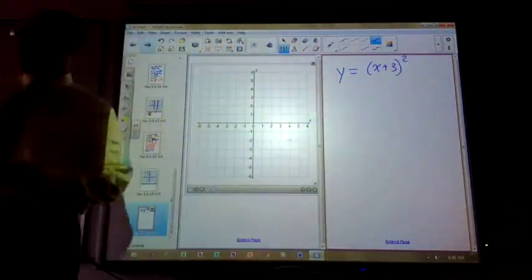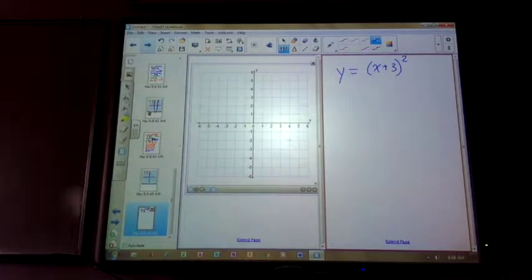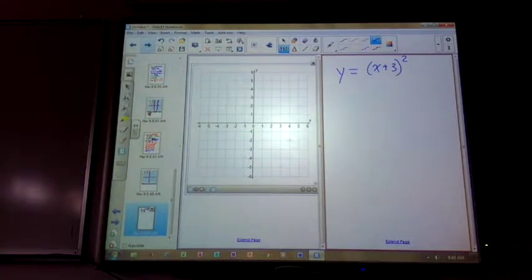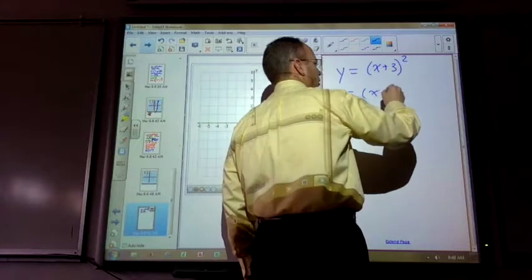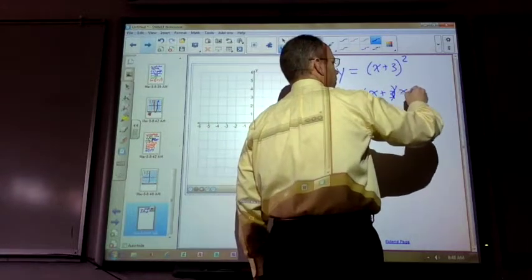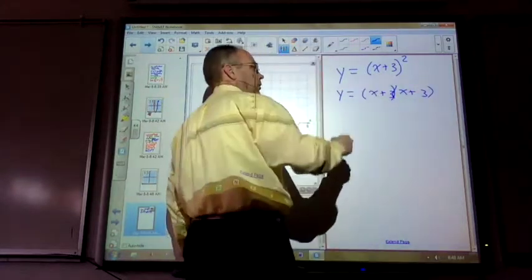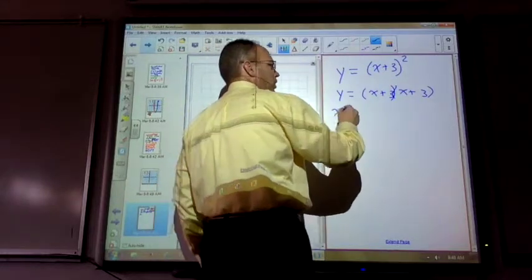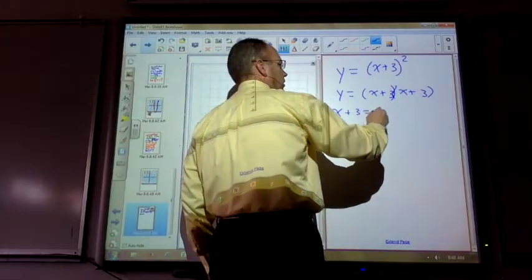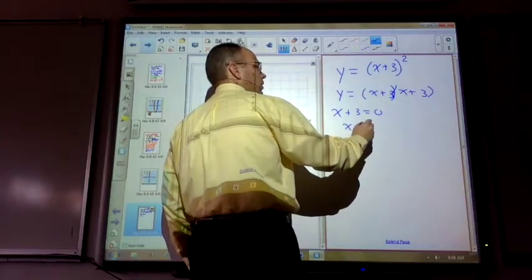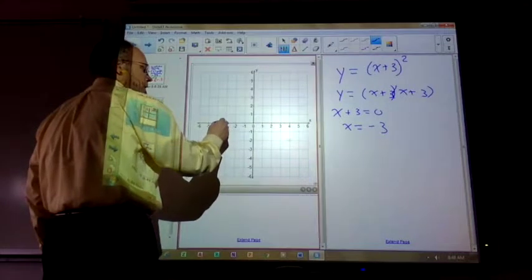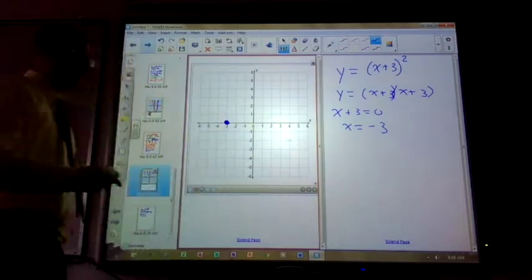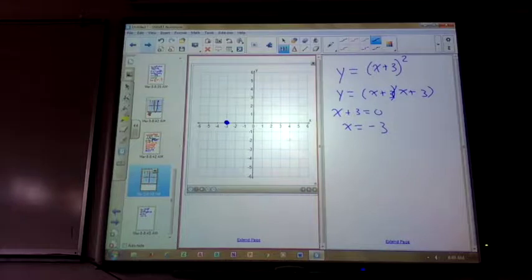Uh-oh. How many x plus 3s do I have? 2. So this is one of those different ones. Remember, this is going to be the same as writing x plus 3, x plus 3. So let's find where it crosses the x-axis. Where does it cross? Just negative 3. Does it cross again? No.